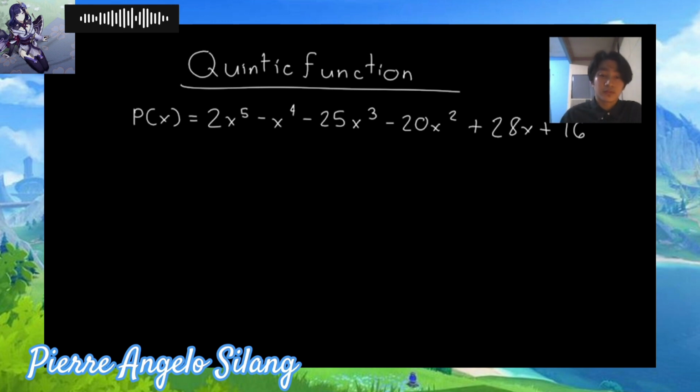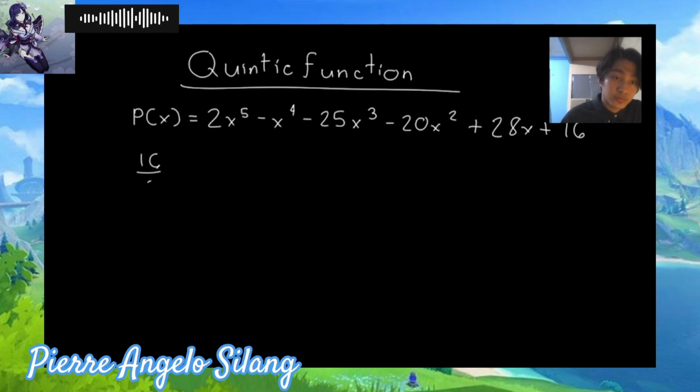So, our problem here is 2x raised to 5 minus x raised to 4 minus 25x cubed minus 20x squared plus 28x plus 16. The other teachers have probably taught you how to do the basic stuff like finding the possible zeros and finding the zeros. So let's make it quick.